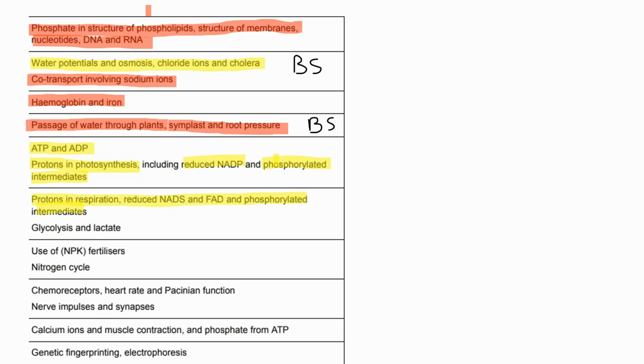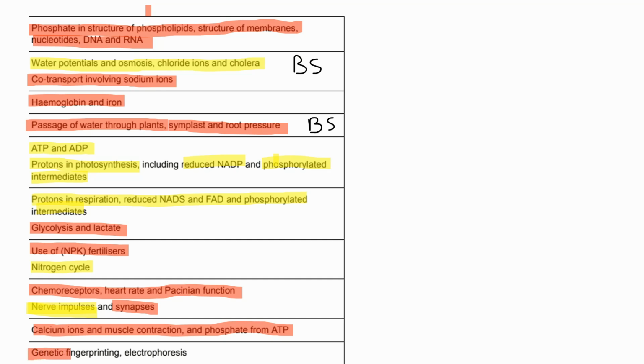And I did mention glycolysis, but I didn't really talk about glycolysis into lactate and how ions play a role in that. And I didn't do the use of NPK fertilizers, which I could have worked into my nitrogen cycle if I wanted, but I did talk about the nitrogen cycle. And I didn't do chemoreceptors, heart rate, and Pacinian function. But I did talk about nerve impulses, but not really at the synapse. And calcium ions and muscle contraction, I always think that's just a great one to do. It's really easy to remember all the detail for that.